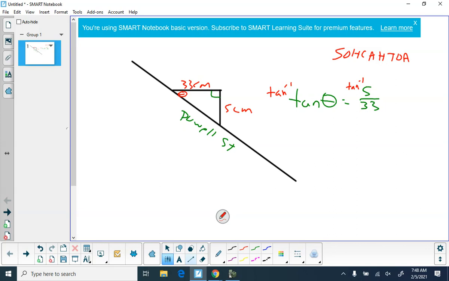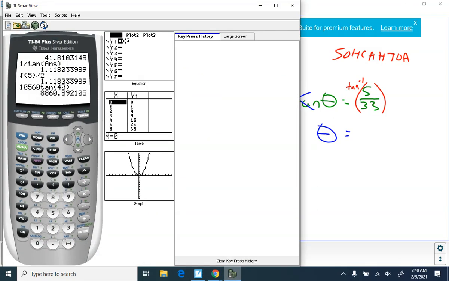Just like if I'm trying to get rid of a square, I take the square root, and if I'm trying to get rid of a square root, we square. To get rid of a trig function, we take the inverse trig function. Now, I'm going to take the inverse tangent because these will cancel out, leaving us with just theta equals inverse tangent of 5 over 33. And that's what you can click in your calculator. You don't have to find the decimal first. You can just do your inverse tangent.